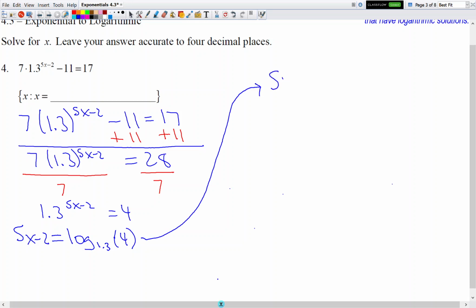Actually, let me write it in change of base form on the right side. So change of base form says log of the answer, which is 4, divided by log of the base, which is 1.3.